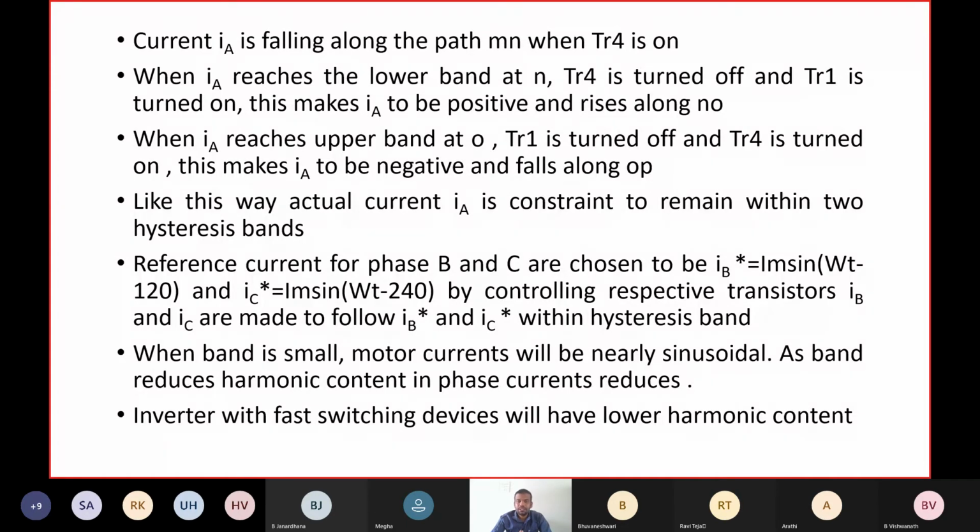If the inverter is using fast switching devices, automatically the lower harmonic content will be present. The harmonic content will be reduced. So harmonic current will be reduced when we use fast acting switches in power electronics, or in any industry fed with power electronics, for example industrial drives, HVDC, transmission and distribution, or generation plants.